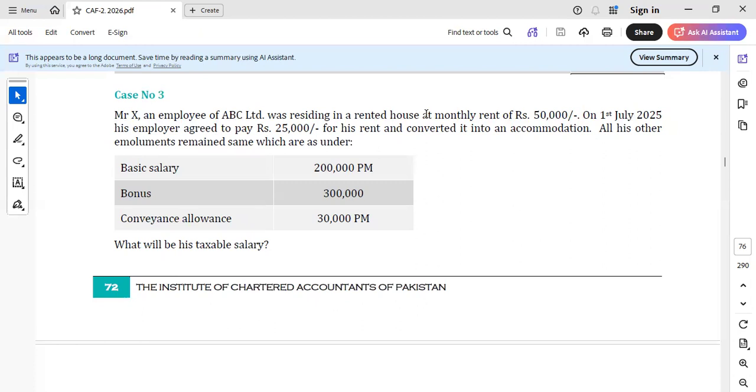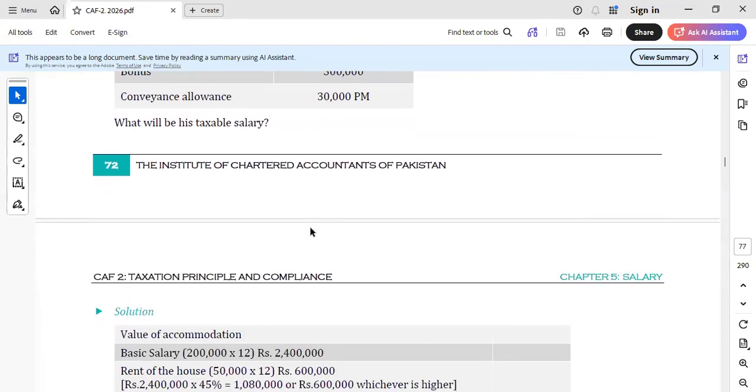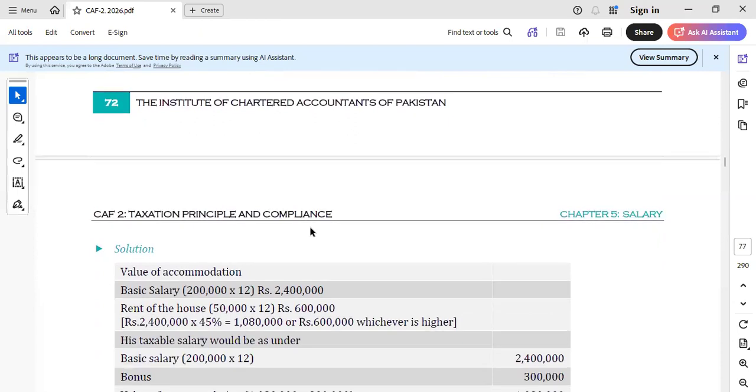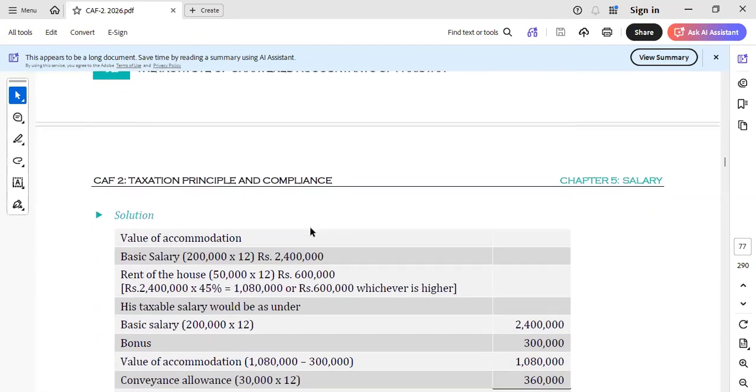So for taxation purposes we always make calculations on an annual basis. So we will calculate what is the total annual income of Mr. X in this question. We have to calculate annual income. How will we calculate annual income? Annual income will be recorded in this way. You can see on the screen.